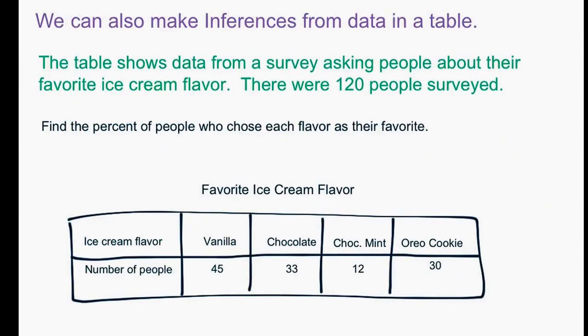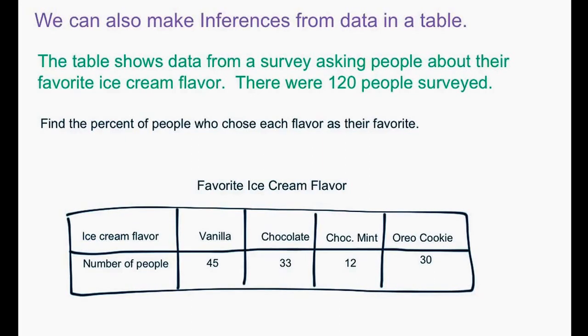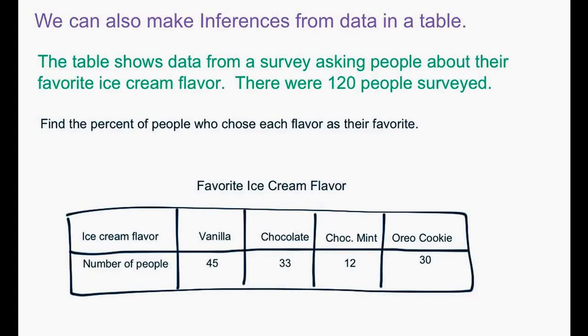We can also make inferences from data in a table. The table shows data from a survey asking people about their favorite ice cream. There were 120 people surveyed. Find the percent of people who chose each flavor as their favorite. So if we look at this table, it says favorite ice cream flavor is the title. We have ice cream flavor: vanilla, chocolate, chocolate mint, Oreo cookie. We have number of people: vanilla 45, chocolate 33, chocolate mint 12, Oreo cookie 30. So we have numbers of people that chose these as their favorite, and we want to find the percent for each of those.